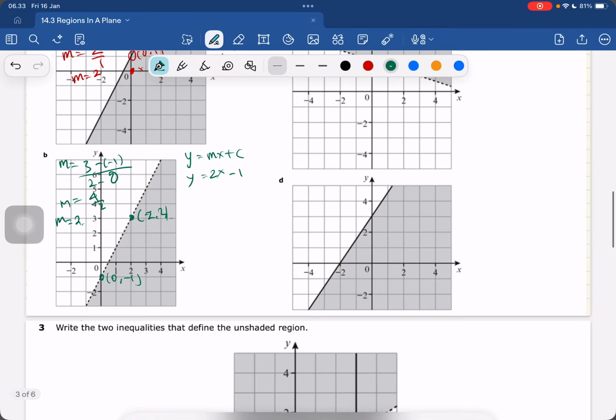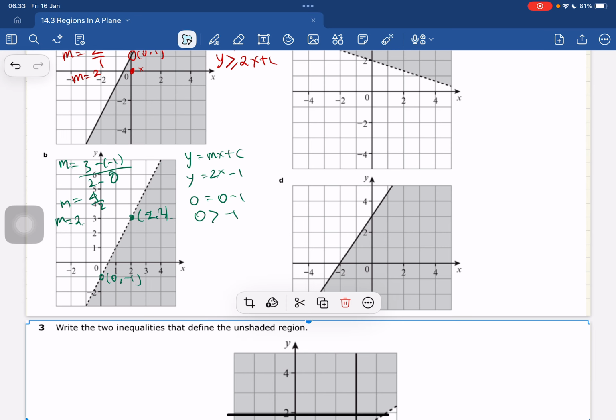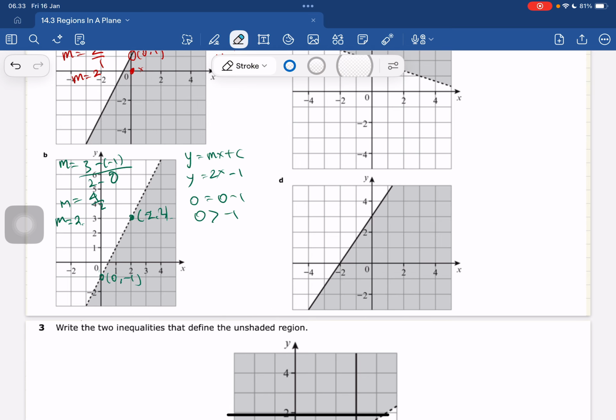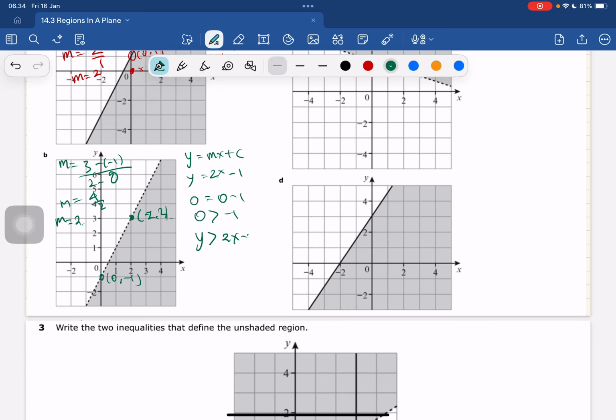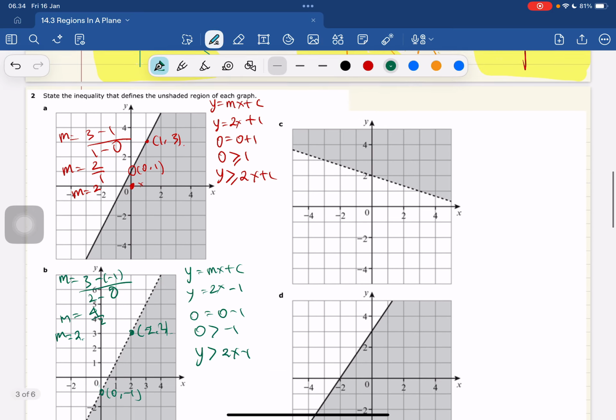Let us take the origin point. This is the wanted region. So 0 compared with 0 minus 1. What is the correlation of 0 and minus 1? 0 is bigger than minus 1. Since this is the wanted region, we don't need to reverse it. So we just write y bigger than 2x minus 1.